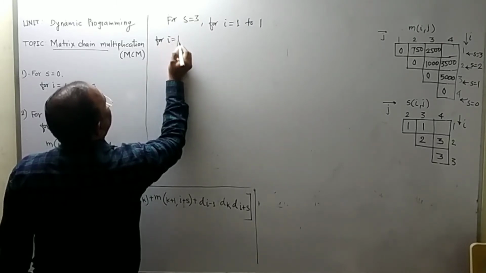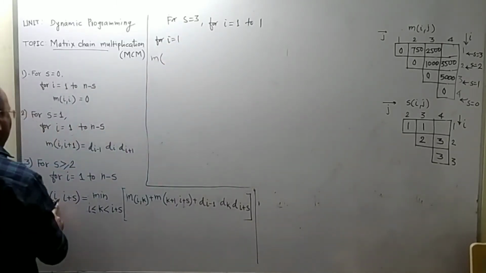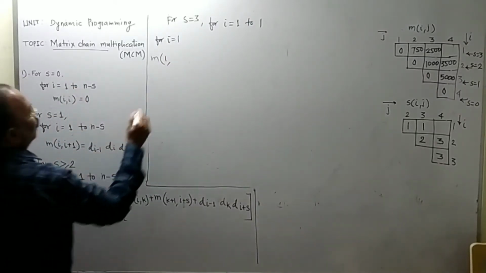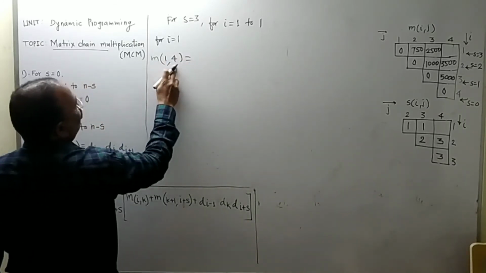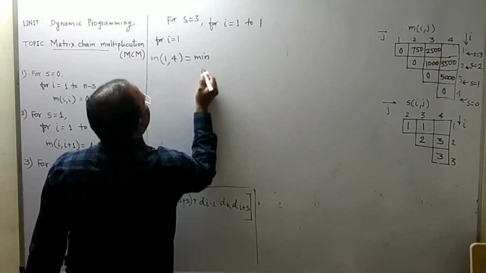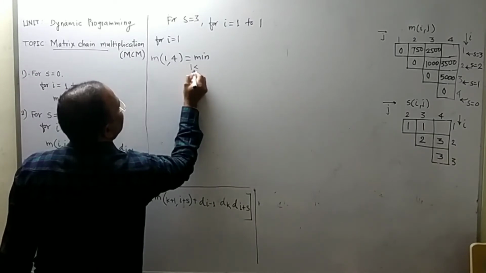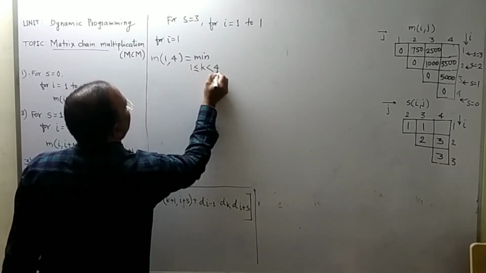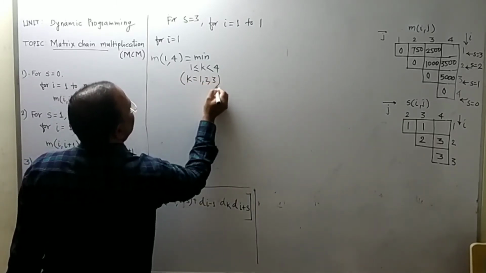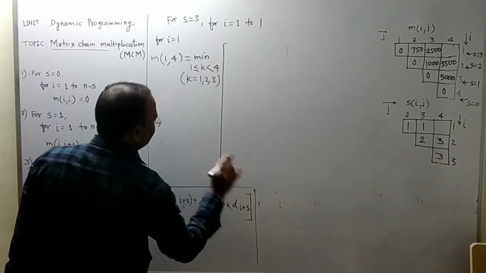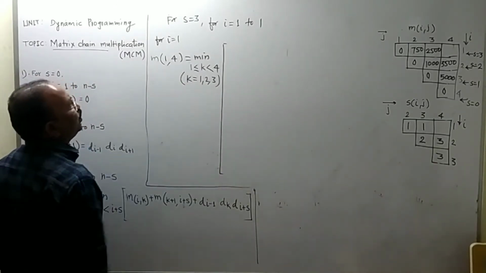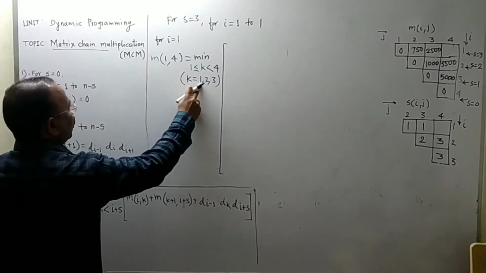For i is equal to 1, m of i comma i plus s, so 1 plus 3 that is 4. So 1 comma 4 means this place. The value of i is 1, 1 less than or equal to k less than 4. So k varies from 1 to 3, which means there will be 3 equations: for k is equal to 1, k is equal to 2, k is equal to 3.